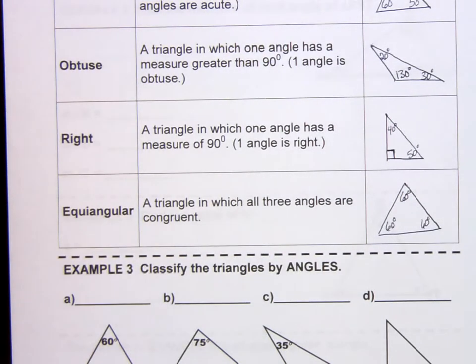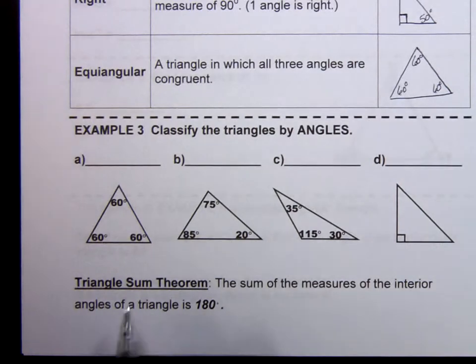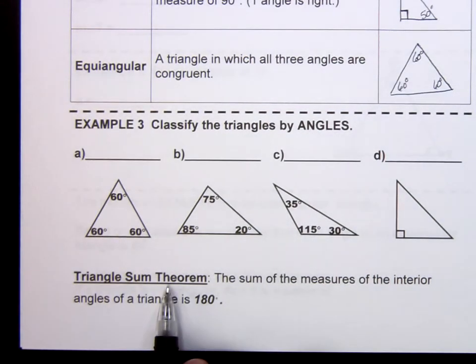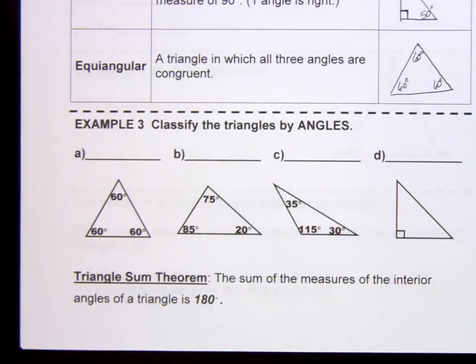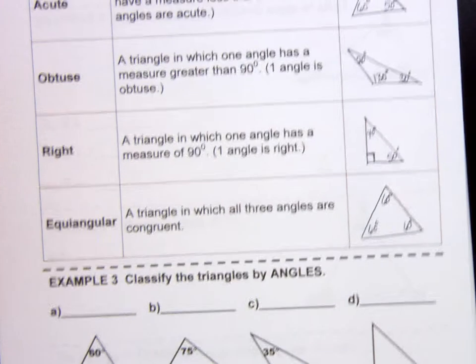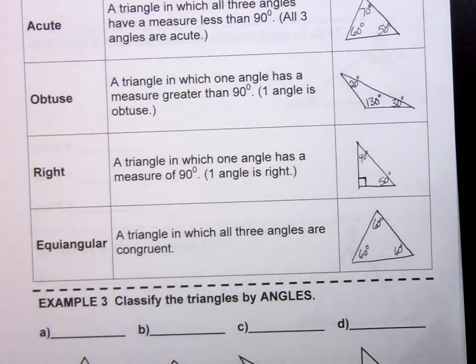Now, something real quick I'm going to bring up that's at the bottom of this page is the triangle sum theorem. The sum of the measures of the interior angles of a triangle is 180 degrees. In every single triangle, the 3 angles inside that triangle have to add up to 180 every single time. And you'll notice I kept that constant throughout all these examples. In each one of these examples, if you add the 3 angles up, it should add up to 180.